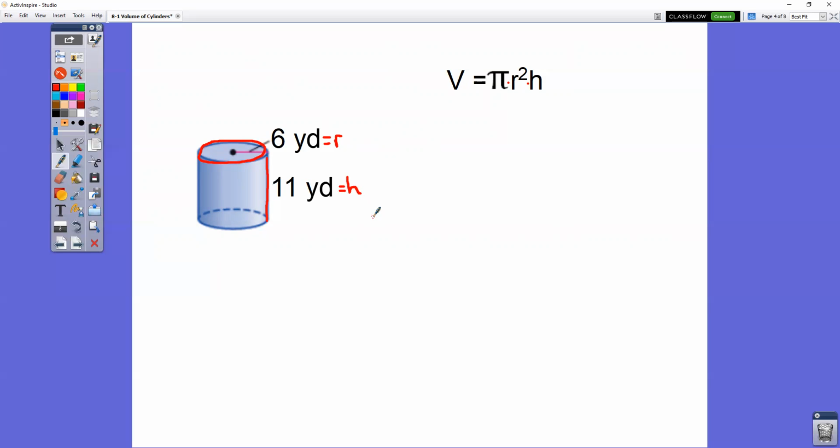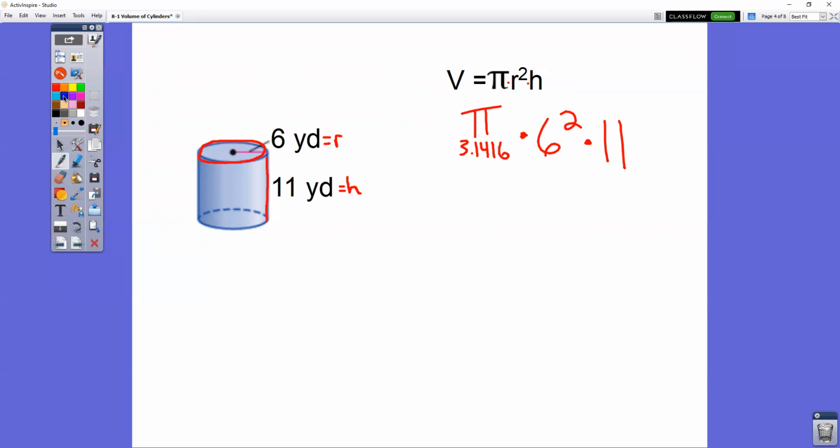So when we go to figure out the volume, if we were figuring it out to the nearest tenth, all that you're going to do is sub the numbers into the formula where they belong. So we have the pi symbol. Remember, if you don't have a pi button on your calculator, it's really 3.1416 times the radius squared, so 6 squared, times your height, which is 11.